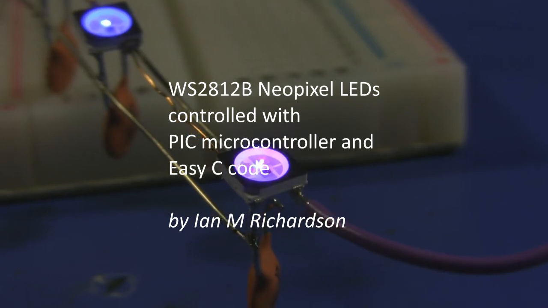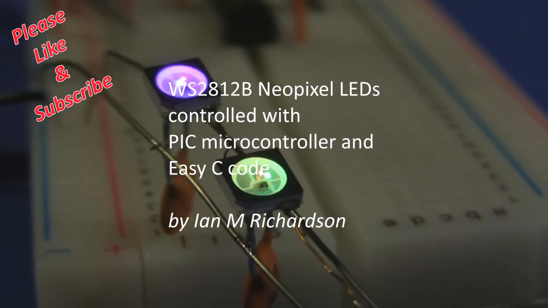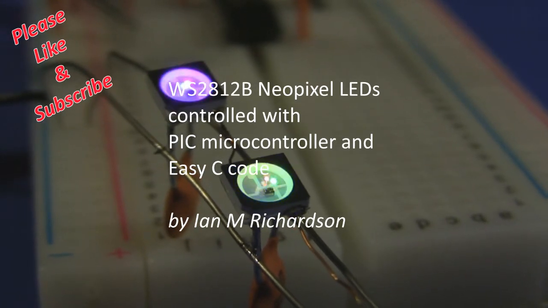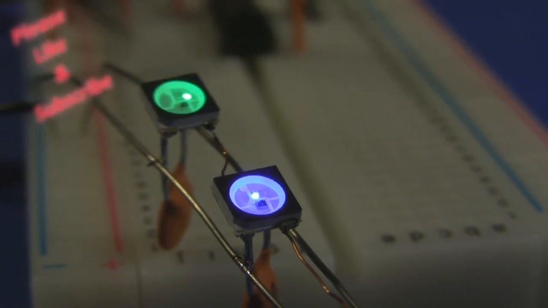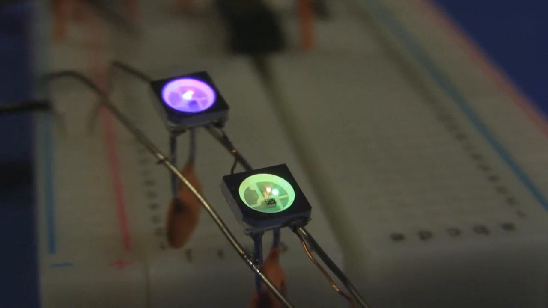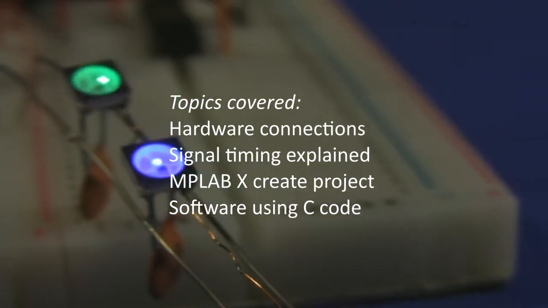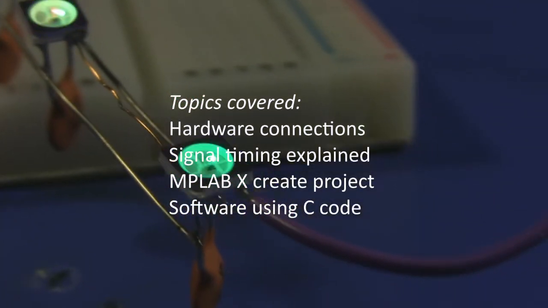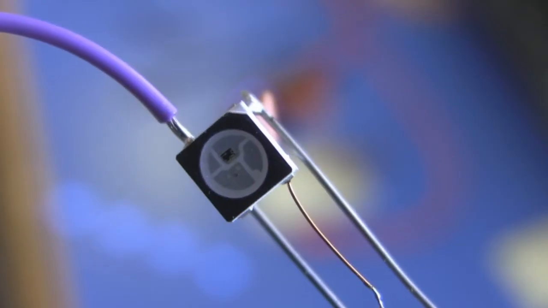If you ever want to use these WS2812 Neopixel LEDs with your PIC project but are not sure how to do it, this is a video for you. They're actually pretty easy to drive once you understand the timing involved. I'm going to show you the C code that I use to do that and how easy it actually is. Nothing difficult about it, no complicated assembler or anything like that is needed, and we'll get right into that in a second.